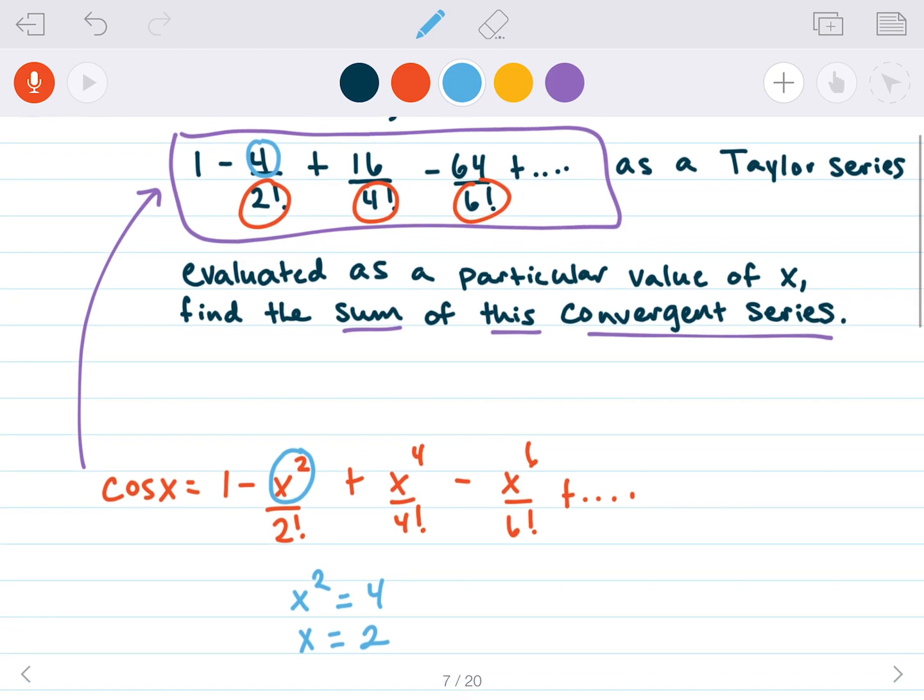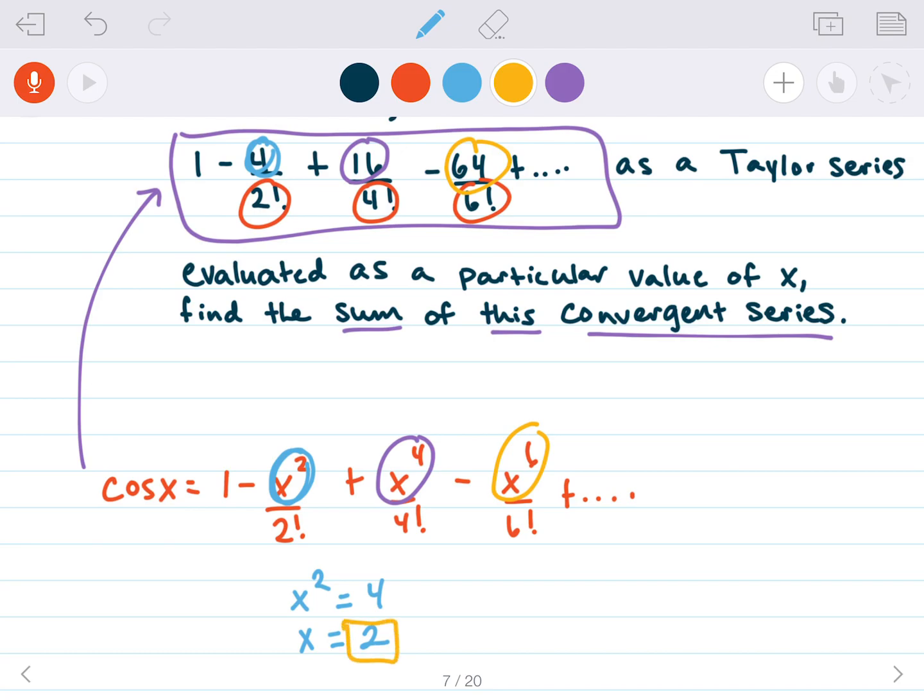So we have 2. Is it true that 2 squared is equal to 4? Well, yeah, it is. Is it true that 2 to the 4th is equal to 16? Well, yeah, that's true. Is it true that 2 to the 6th is equal to 64? Yeah, that's true. So our x value is 2.